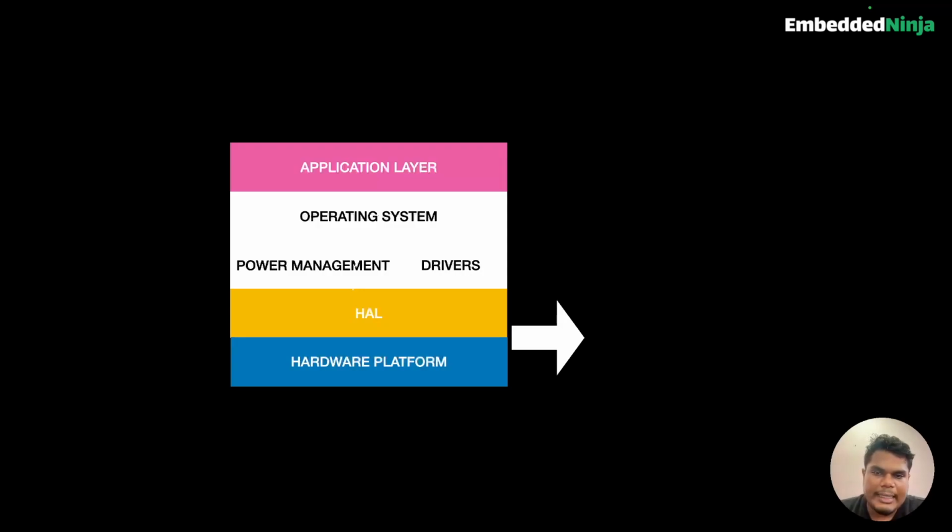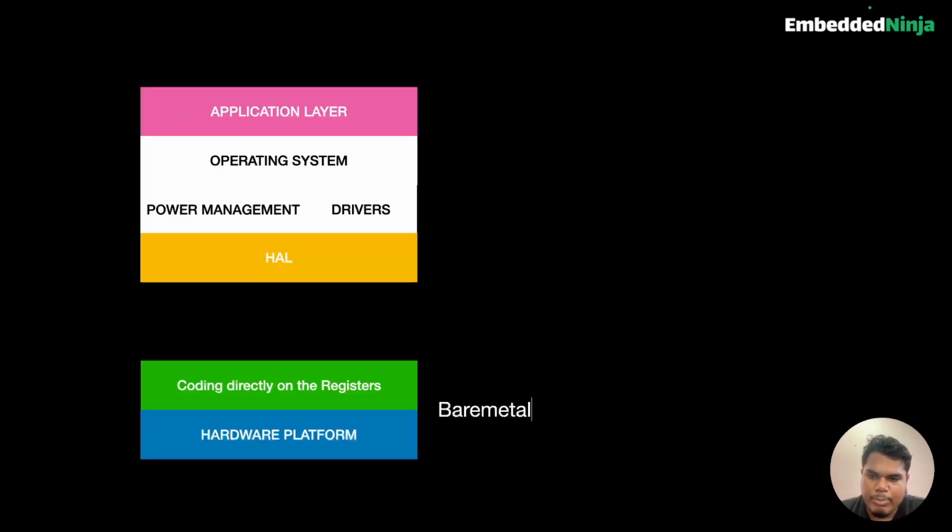We can also directly write code on the hardware platform. Writing code directly onto the hardware is also called the bare metal style of programming. This helps us to directly tweak the registers of the hardware.